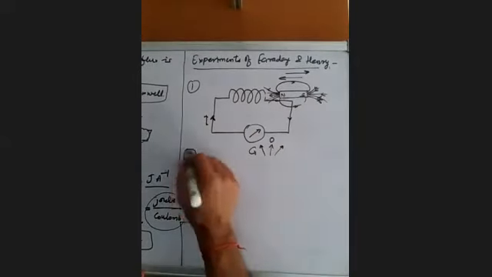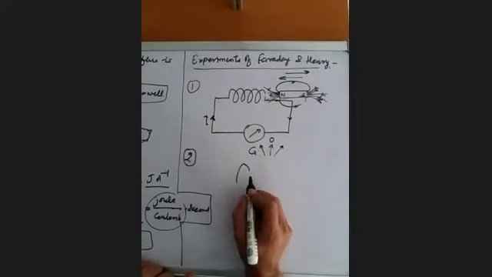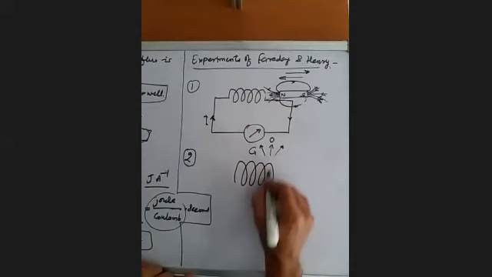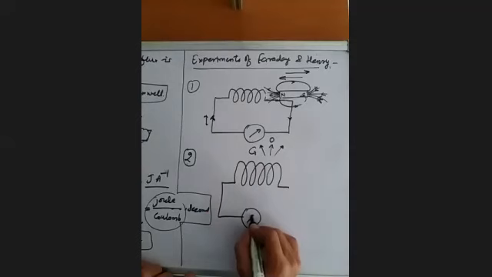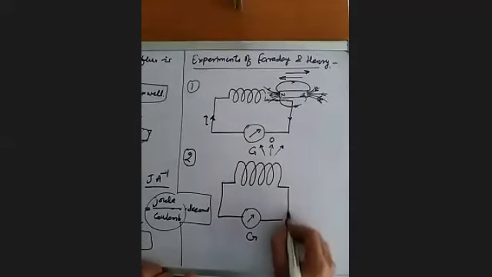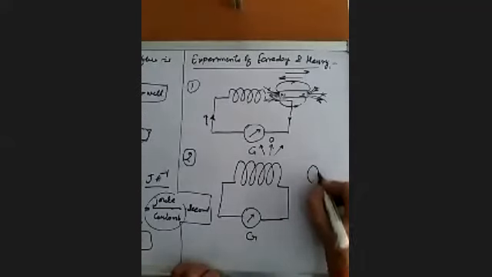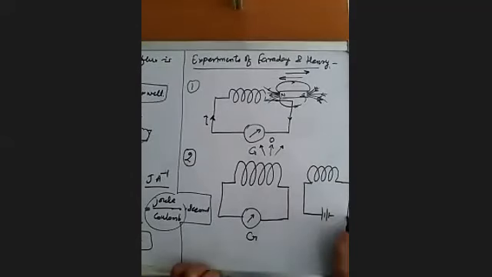Now, the second experiment was again another coil. So I'll just draw a coil in it like this, again attached to a sensitive galvanometer G, like this. So this is another coil. Now this is connected to a battery or cell, so that there is a current flowing in this coil.